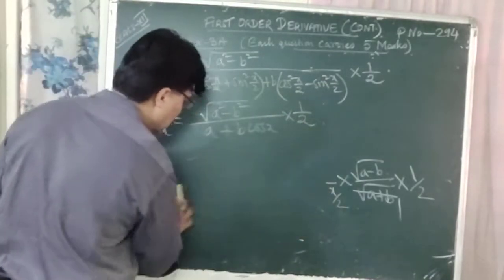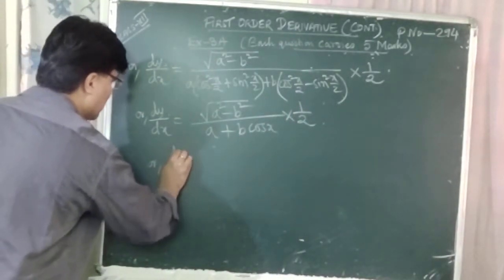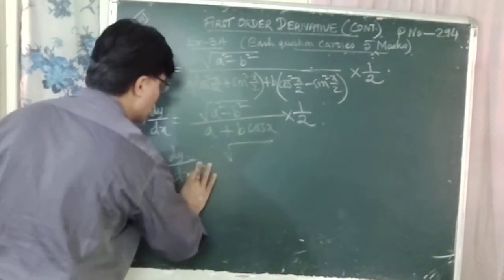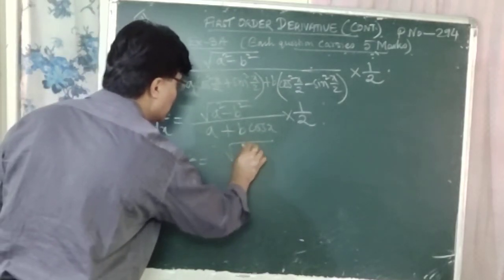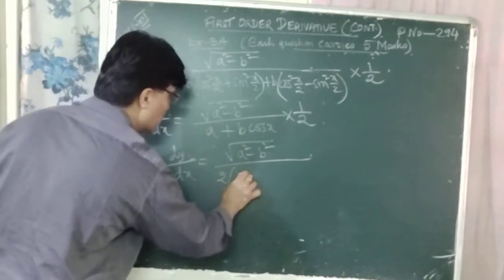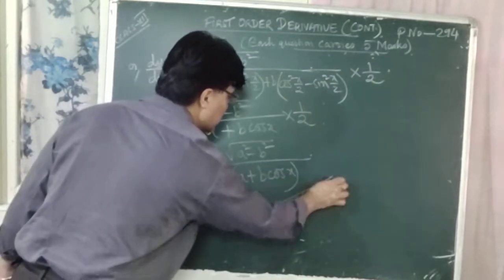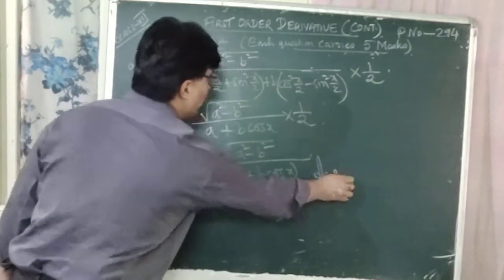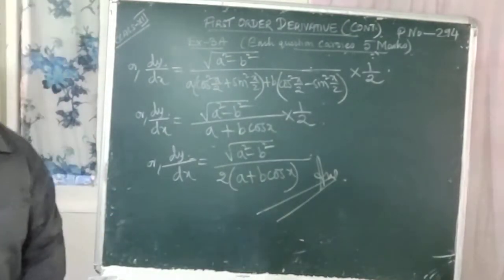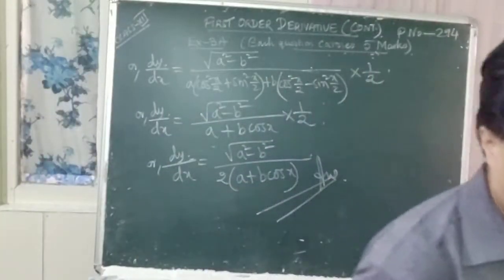So now let us write down the final answer. What is the final answer? dy by dx is equal to root over a square minus b square divided by 2 into, within bracket, a plus b cos x. So this is the final answer. Is that clear? This question is very, very important. So you can copy it. We'll do the next question now.